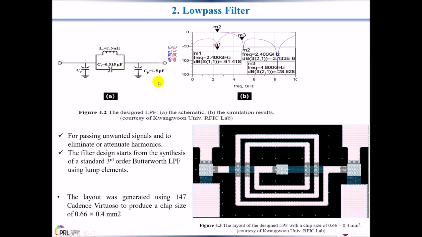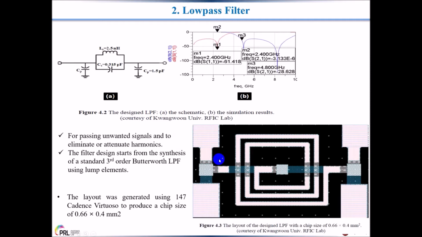This one is the design of the low pass filter. This one is the schematic diagram of the low pass filter, and this is the simulated result. What is the main purpose of the low pass filter? We can say it is to pass the wanted signal and to eliminate or attenuate harmonics, and in such a way the filter design starts from the synthesis of a standard third order Butterworth low pass filter using lumped elements.